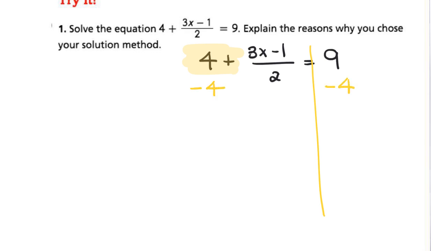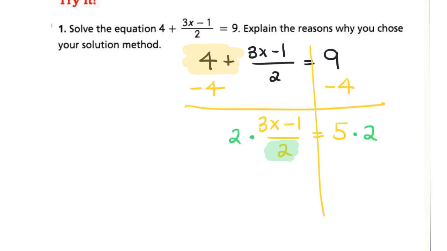I end up with this fraction chunk that we talked about a second ago. And now I want to get it to not be a fraction anymore. So I want to get rid of this little dude here on the bottom. That's dividing by 2. So what am I going to do? I'm going to multiply by 2. That will cross out my 2's, leave me with 3x minus 1, and 5 times 2 is 10.